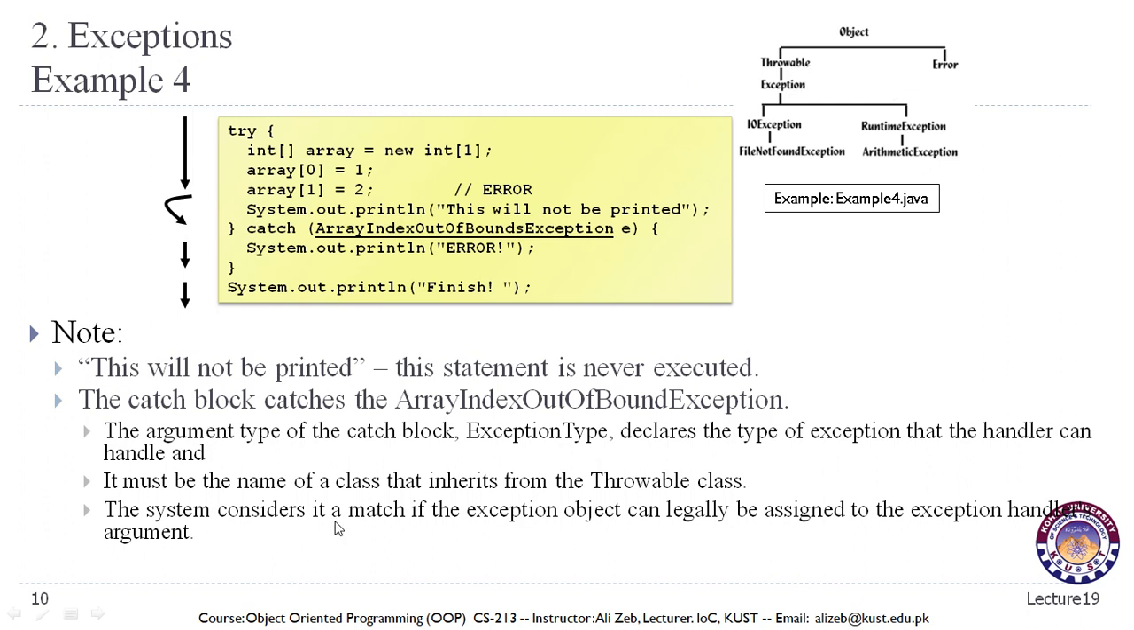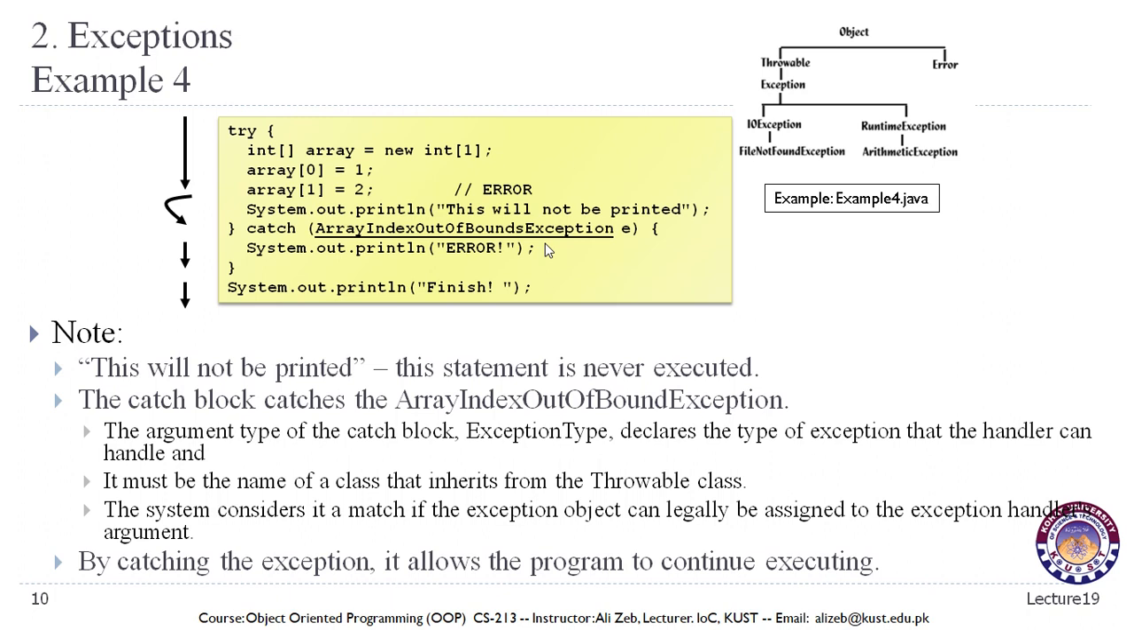And also the system considers it a match if the exception object can legally be assigned to the exception handler argument. So these will try to match. For example, if we are trying to handle an arithmetic exception with the array out of bounds exception, then the compiler might generate an error for this, or we might get a runtime error. So if we are not sure, we can use the general exception class. If we are sure about the kind of error that we might get, then we can use the specific exception handler class.